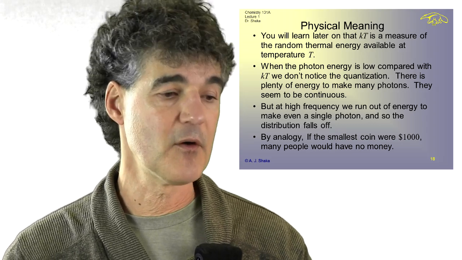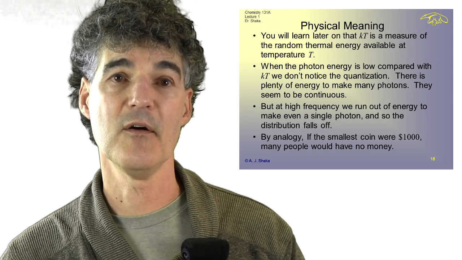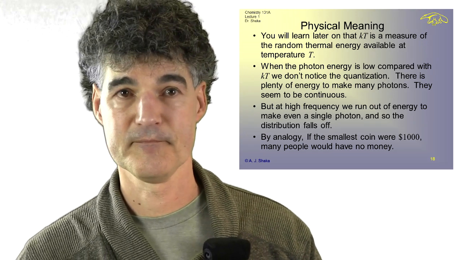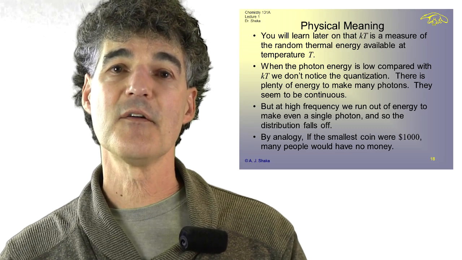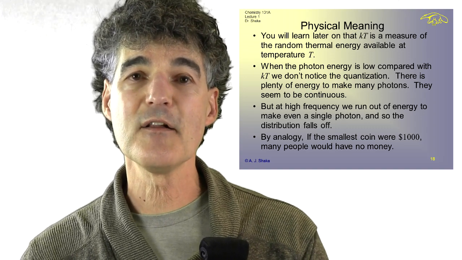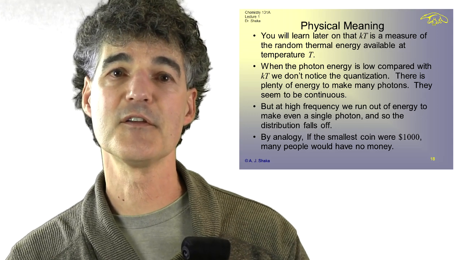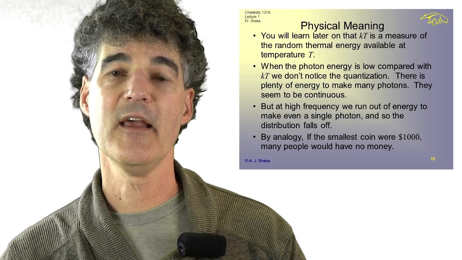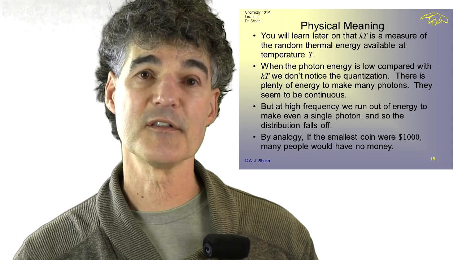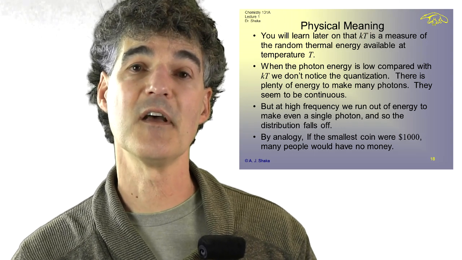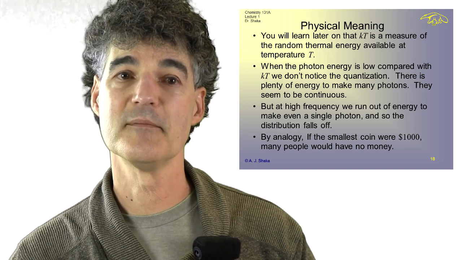And that's why cold things don't glow, but things that are heated up finally do start to emit a glow like an electric element on a stove. So at high frequency, the problem is we just don't have enough energy to make even a single photon. We just run out before we get there. And so the distribution has to fall off sharply. The analogy I can give you is that suppose the smallest amount of currency, the smallest coin, were $1,000. Then a lot of people are going to have no money at all because they don't have that much.